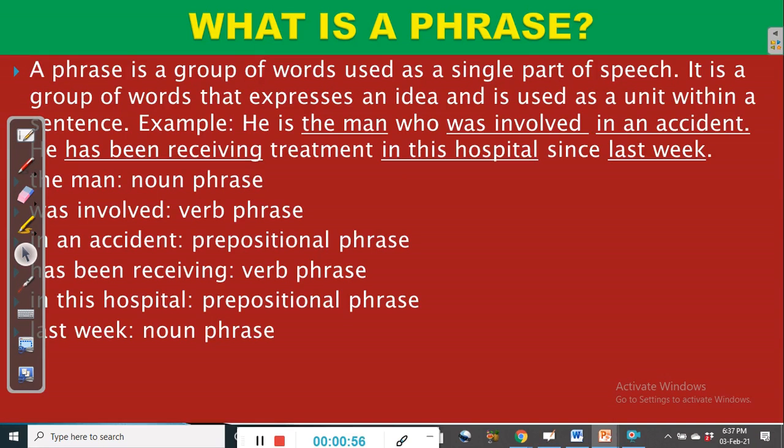What is a phrase? A phrase is a group of words used as a single part of speech. It is a group of words that expresses an idea and is used as a unit within a sentence. Of course, a phrase expresses some meaning, even though it doesn't express a complete meaning as a sentence would do. Now, let's look at some examples.